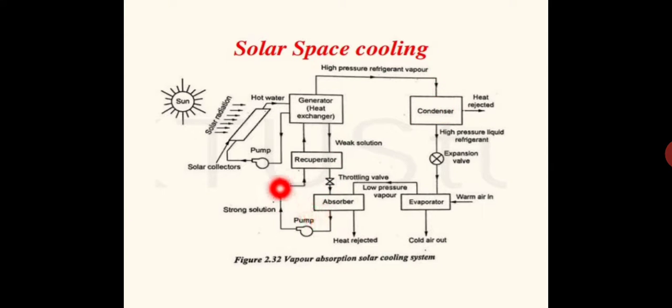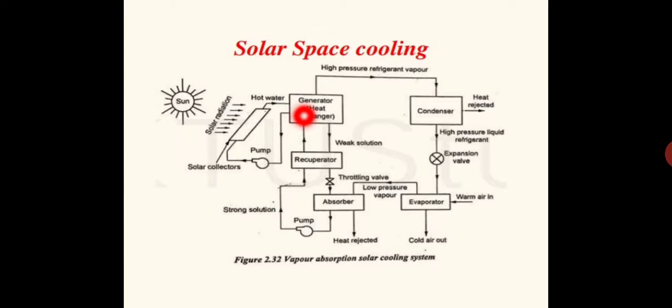Okay, so during passing through the recuperator, you can see here we are providing heat to separate the refrigerant from the strong solution. The weak solution, while passing through this recuperator, will have a high temperature. That heat is absorbed by the strong solution before passing through the generator, and in this way the heat required to be provided within the generator can be reduced. That is the advantage. That's why this recuperator is used.